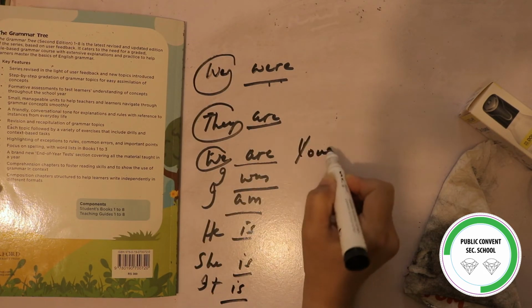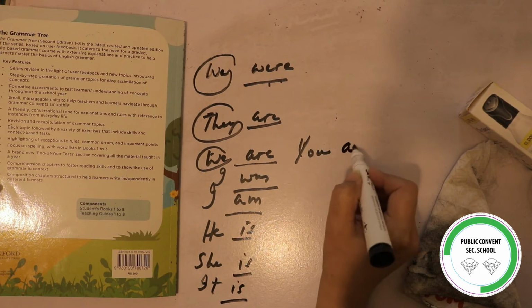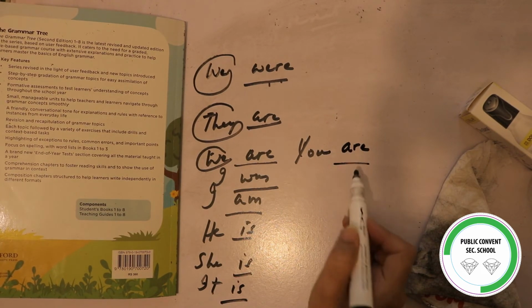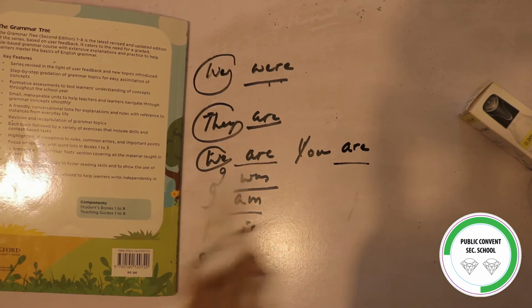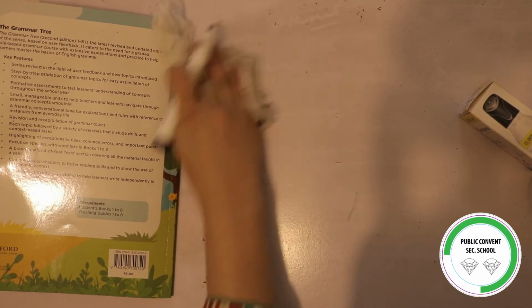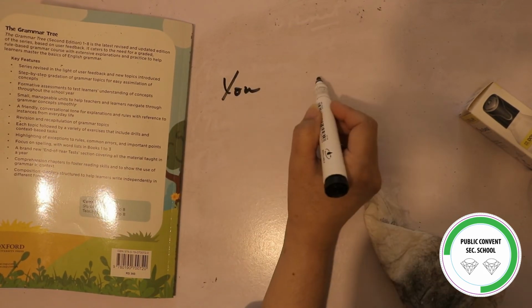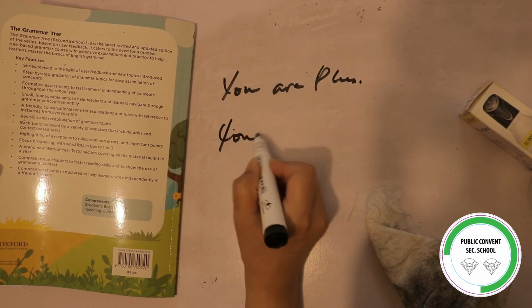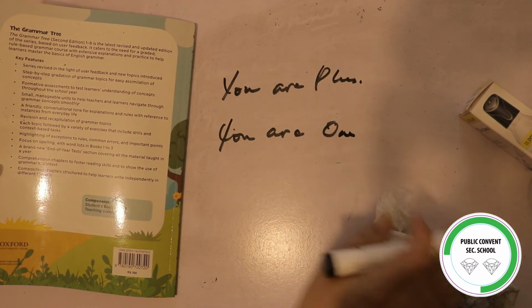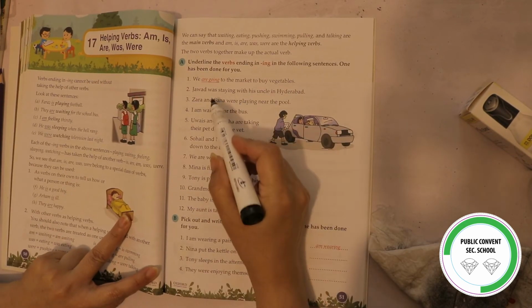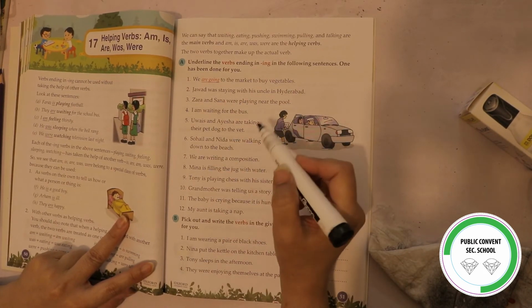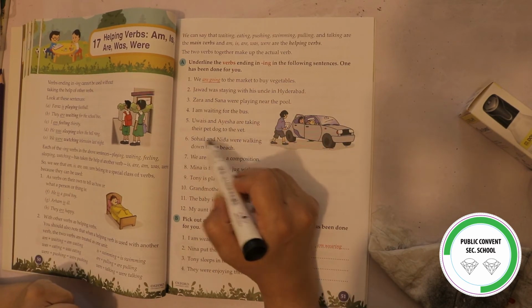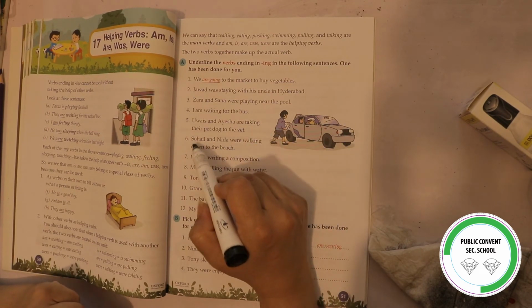अगर you जो है वो एक one person के लिए यूज़ करें तो you are, you के साथ हमेशा are ही लगता है. Understood? You के साथ कभी भी is नहीं लगता, कभी भी am नहीं लगता, बल्कि you के साथ हमेशा are लगता है, चाहे ज़्यादा बंदे हों, more than two persons, या अगर एक बंदा है, one person है, single है. Understood? So you will find here which will take which one. I am waiting for the bus. Ovais and Aisha are taking.